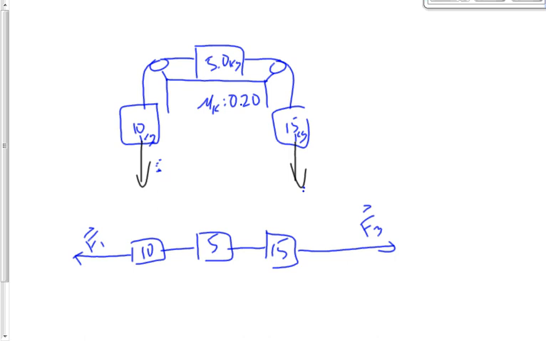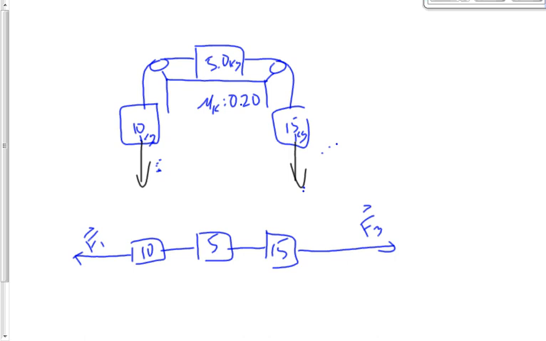Hey, why did I draw F3 bigger than F1? How did I know that it was bigger? I don't even know its value. How did I know that it was bigger? Yep. Good, because the mass is bigger, and obviously gravity acting on this guy isn't as big as gravity acting on this guy. Now, we do have friction as well.